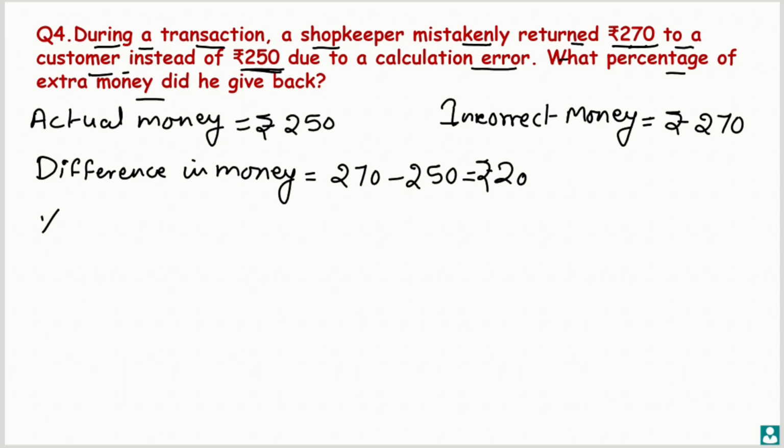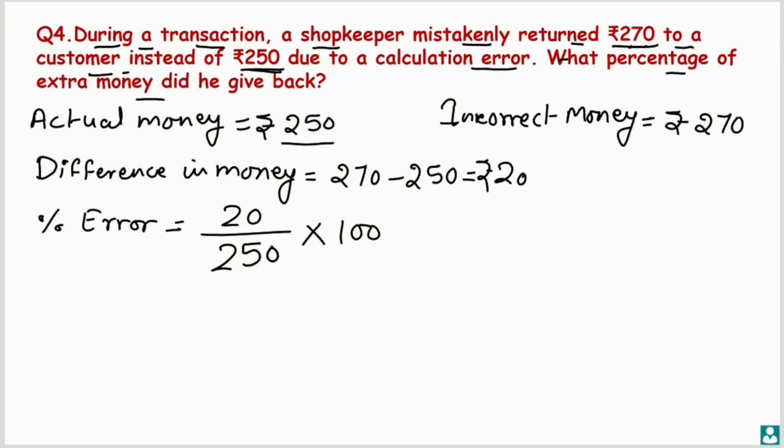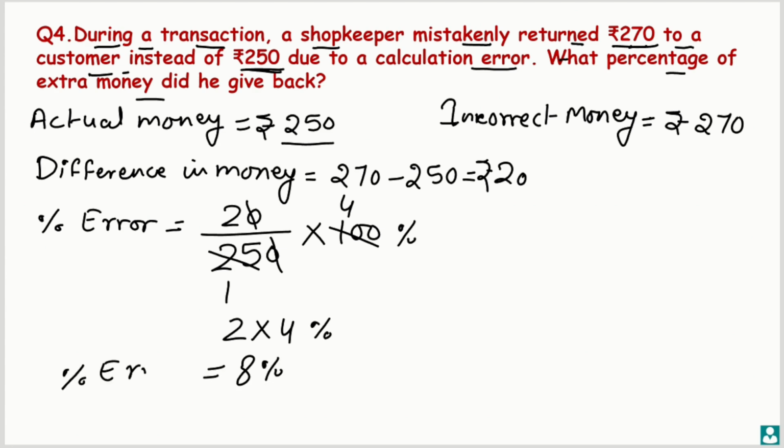Now how do we calculate the percent error? The difference in money is 20 rupees. What is the actual money? He should have written 250, times 100%. Now this 0 will be cancelled with this 0. 25 times 1 is 25. 25 times 4 is 100. Now we have 2 times 4%, which is 8%. So the percent error is 8%.